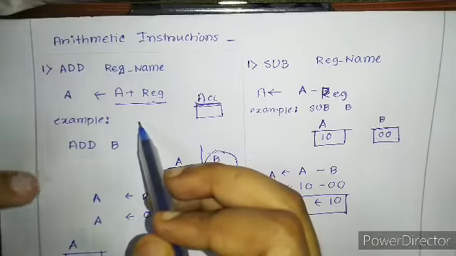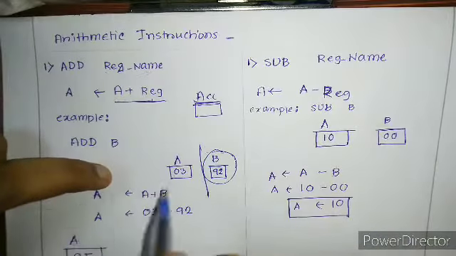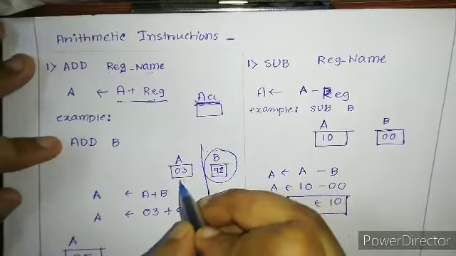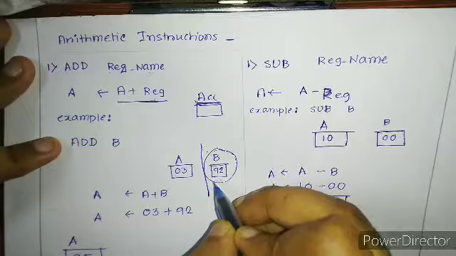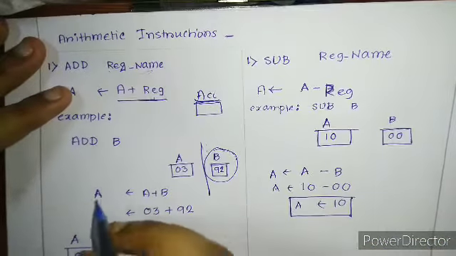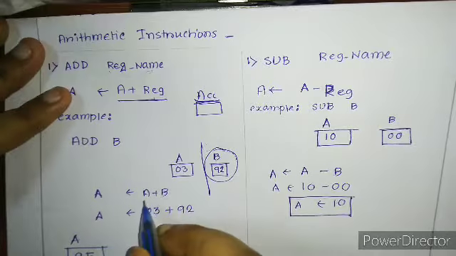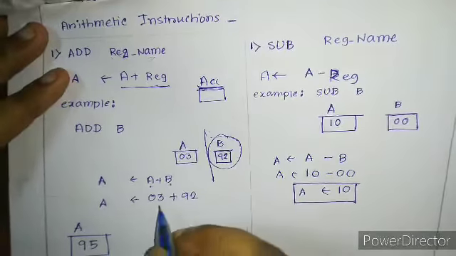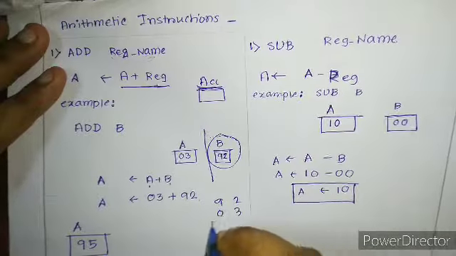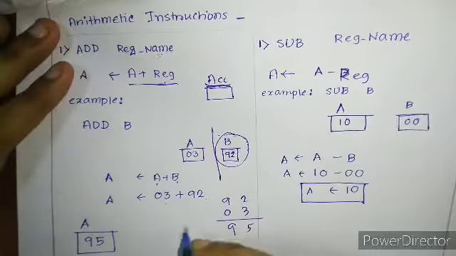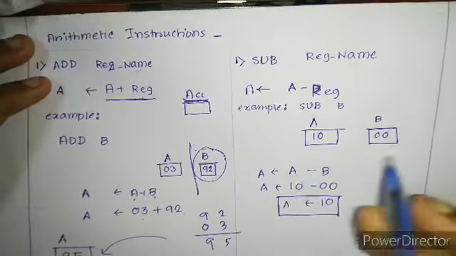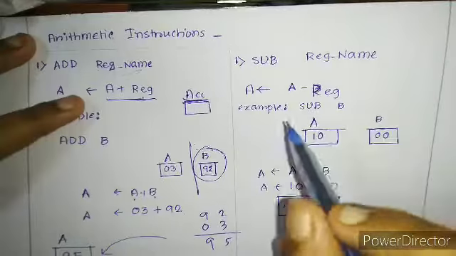Say for example, ADD B. First maybe there is a number in the A register which is maybe 03, and in B it is 92, it's a hexadecimal number. So what will the result be? A plus B stored in A. 03 plus 92, the result is 95. Okay, so the result will get stored in A. Clear?